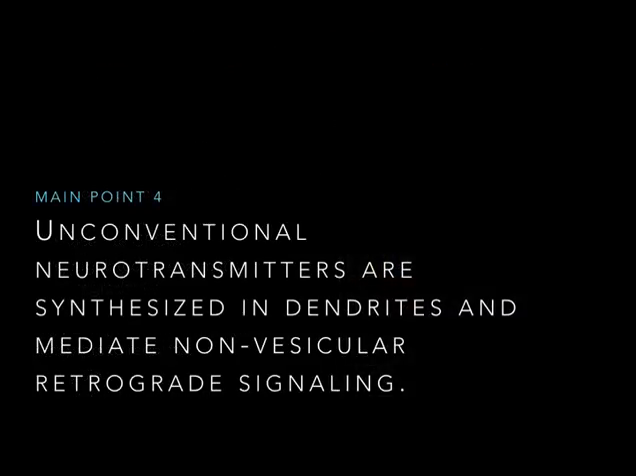Okay, the last transmitters that we're going to talk about here will be the unconventional transmitters. These are not stored in vesicles. They're also not released from the axon. These are going to be, for the most part, released from dendrites and cell bodies. So they're going to accomplish non-vesicular retrograde signaling. In other words, they're going to move backwards. So it's not axon to dendrite. In this case, it'll be dendrite to axon, for example.